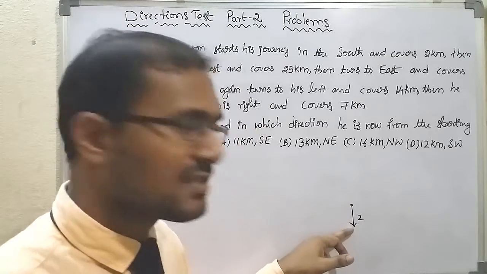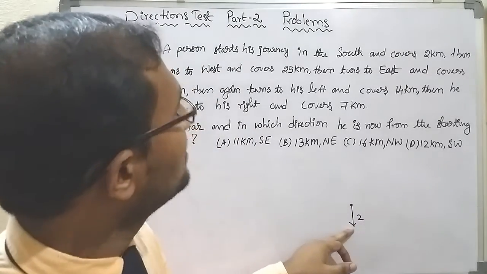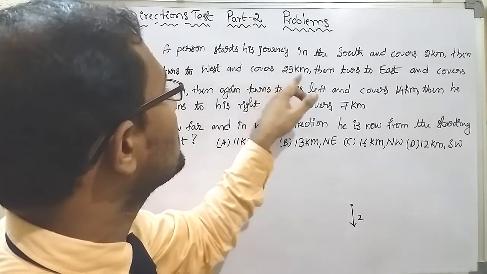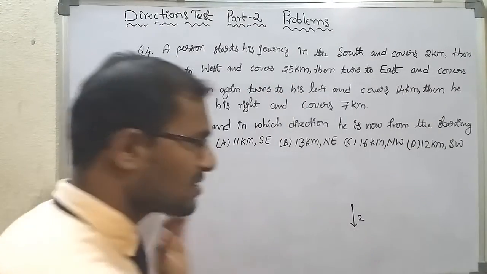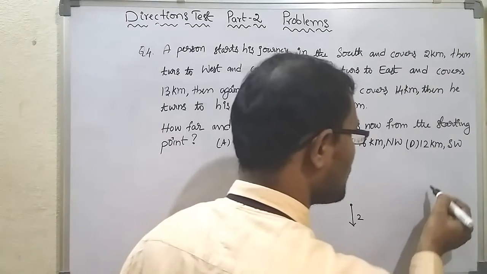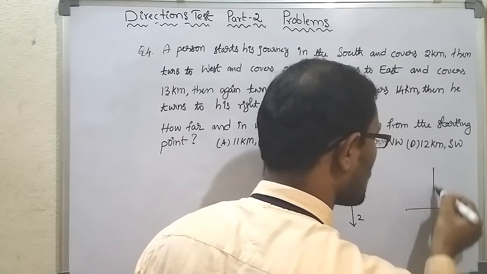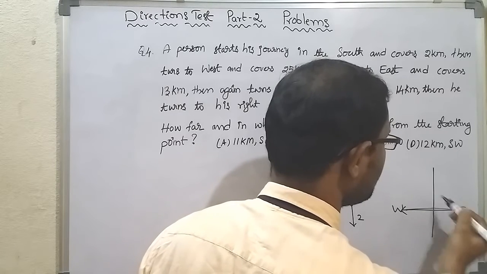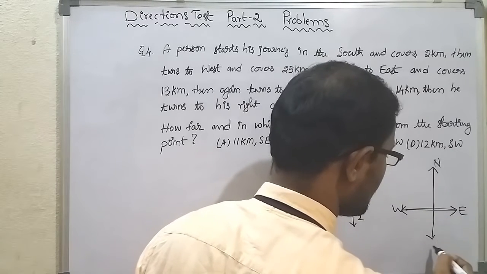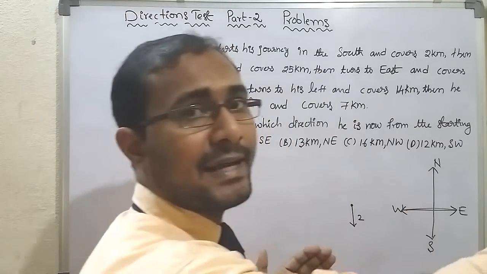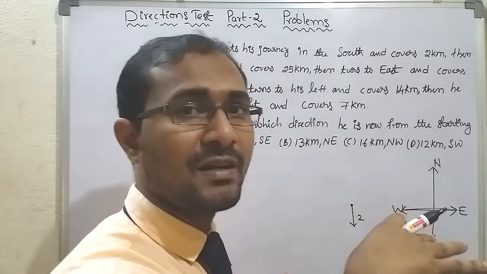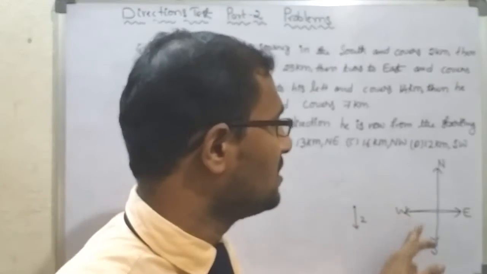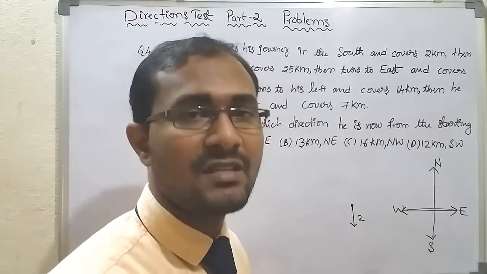After covering 2 kilometers in the south direction, what turn did he take? He turns to the west direction and covers 25. West direction means always left hand side. For your reference I'm drawing the standard directions. This is east, this is west, north, and this is south. Always our right hand side is east direction on the paper, otherwise on the board. Always our left hand side is west direction. Always top is north and always bottom is south.